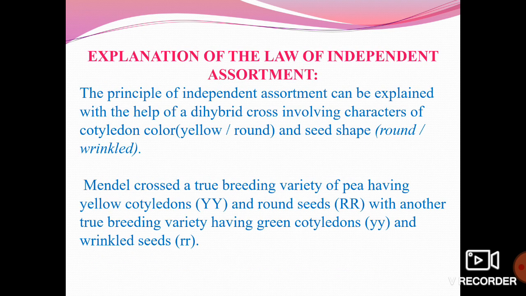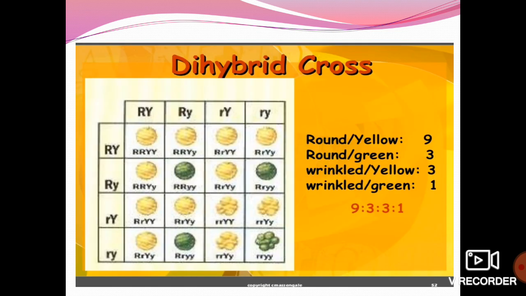Now, you can see that he selected round yellow and green wrinkled seed. The gametes that formed from the male and the female side are tabulated here in the Punnett square, in the horizontal and the vertical axis, at the top and at the left margin. So the round yellow and the green wrinkled are the parental characters.